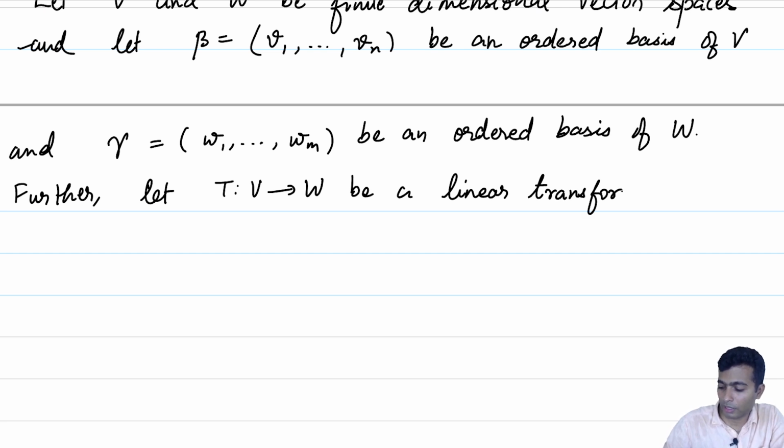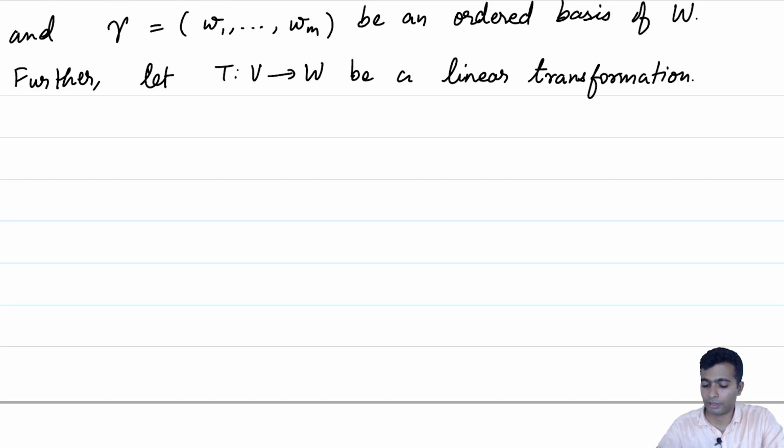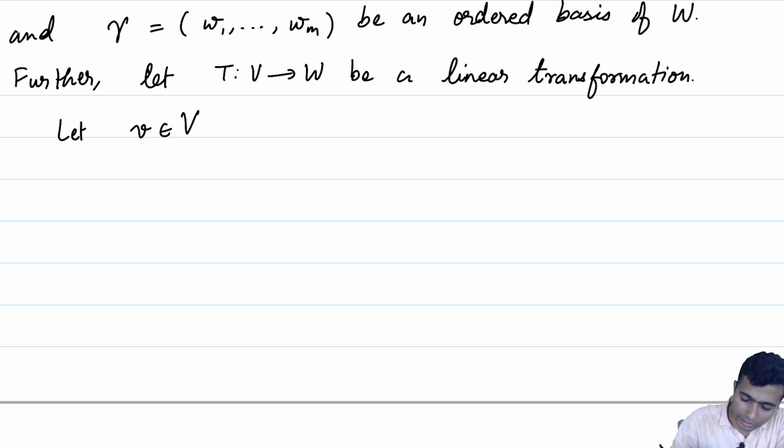So, now we are curious about the way in which the coordinate vector corresponding to a vector v in capital V and the coordinate vector corresponding to Tv in capital W with respect to gamma interact with each other. That is the question we would like to ask. Let us write down the question more specifically. Let us fix a vector v in capital V.